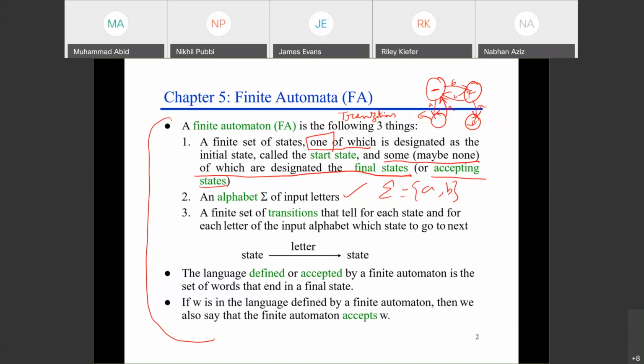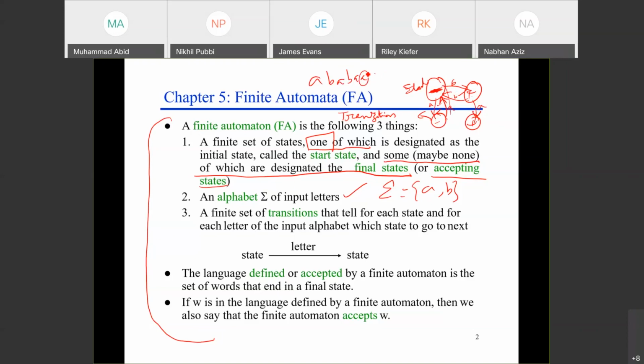The language defined or accepted by an FA is a set of words that end in the final state. So now you always start working from the start state. Always start working from the start state. Now you traverse from the start state among all states. At some point, your word will finish. Because you move letter by letter, say you have a word ababa, and you keep moving, starting from here, a b a b a, something like that.